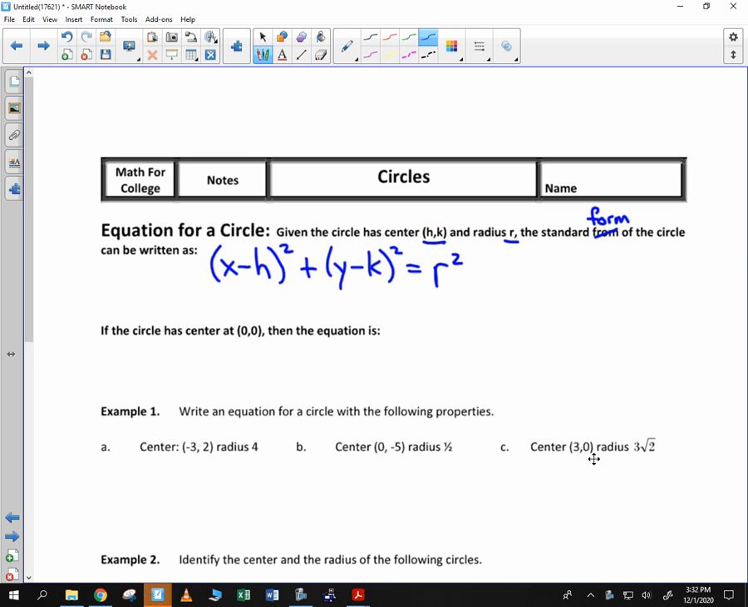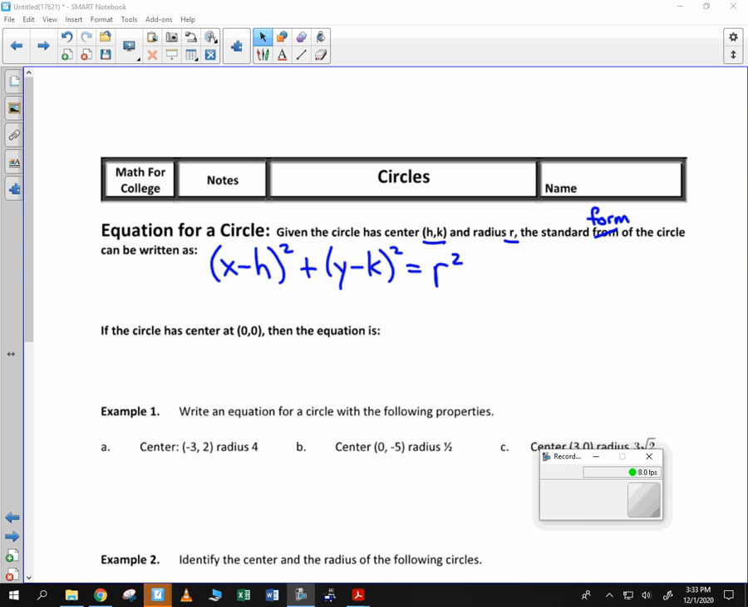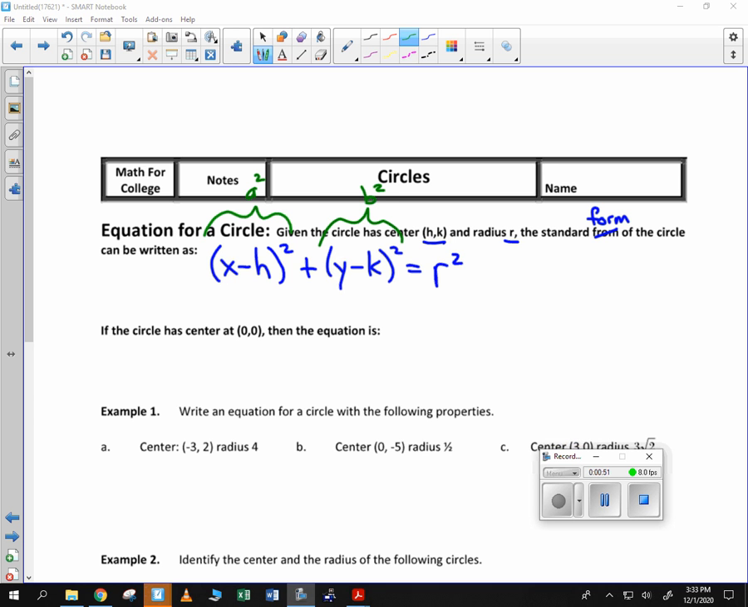And this actually comes straight from the Pythagorean theorem. You can see that this is like a squared, this is like b squared, and this is like c squared. So the Pythagorean theorem, the distance formula, and circles are all heavily related. That's a neat thing, and that's why we cover them together.